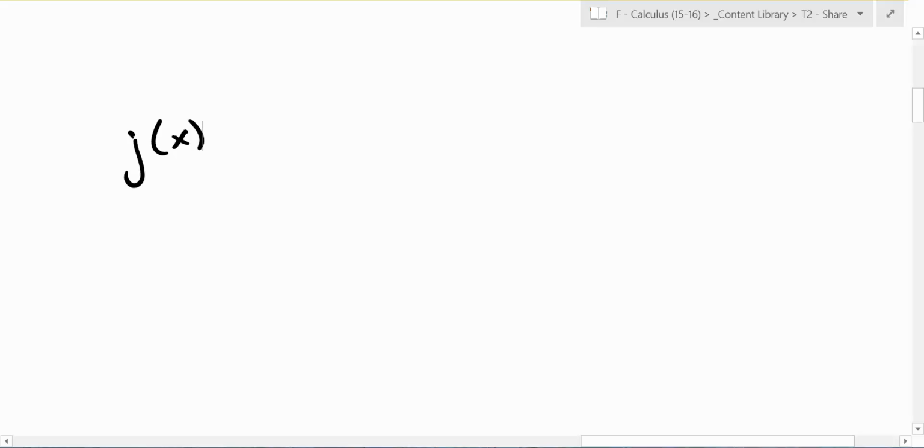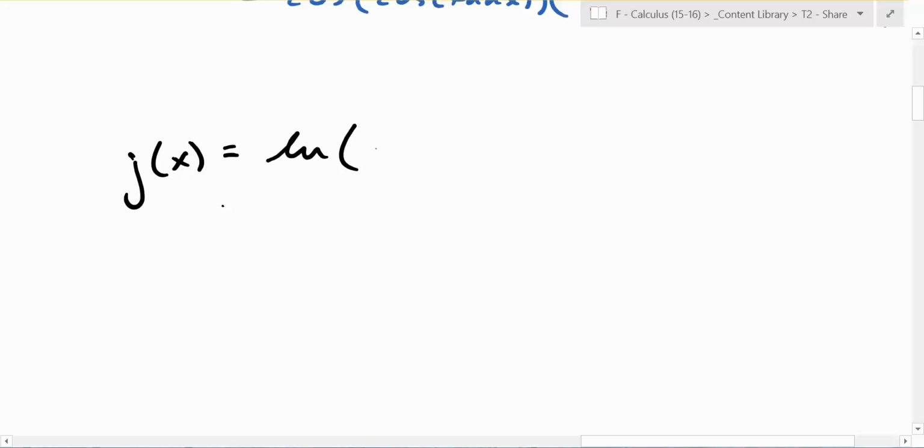Okay, here's one. Ready? If I gave you this one, j of x is equal to the natural log of cosine of x. Find me the derivative of that.